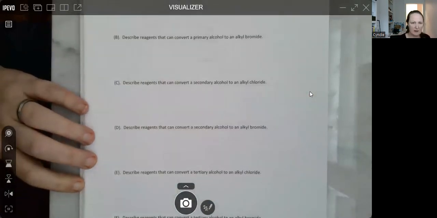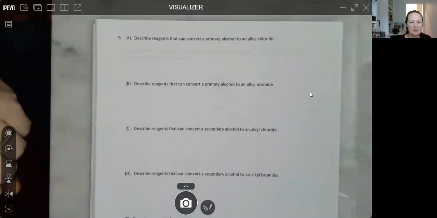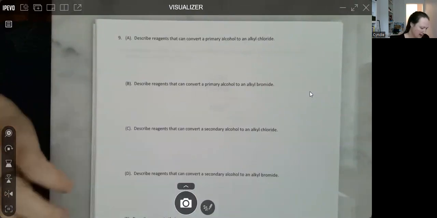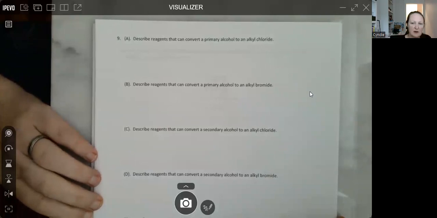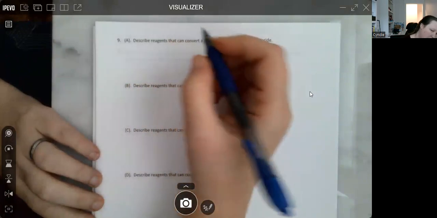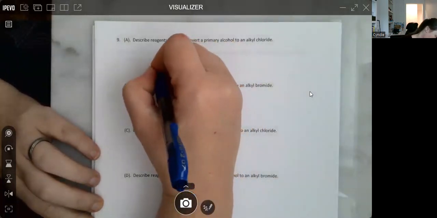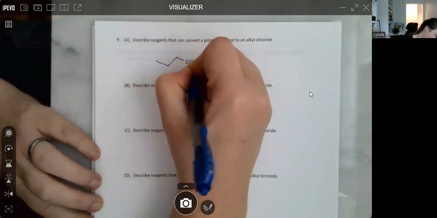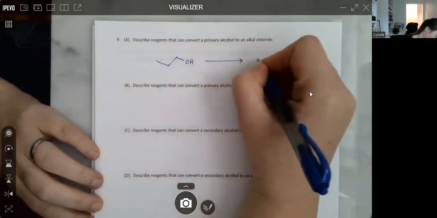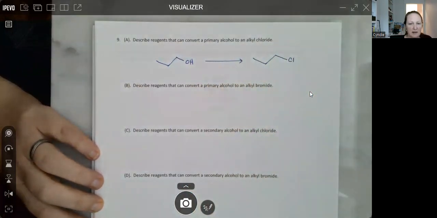All right, so looking at question number 9, describe reagents that can convert a primary alcohol to an alkyl chloride. Okay, so this is just looking for one example in each case. Or if you can think of more, that's also okay as well. So primary alcohol to an alkyl chloride, let's come up with an example here. So primary alcohol, right? Draw in a primary alkyl chloride that would make.